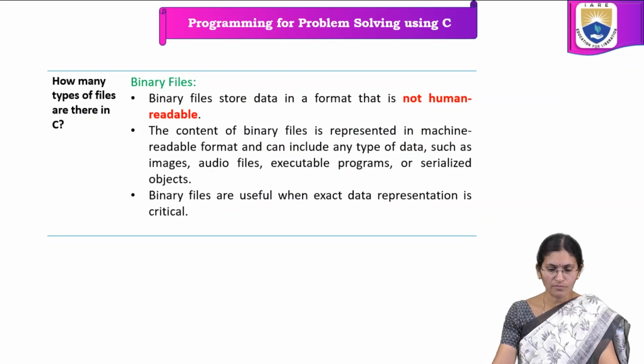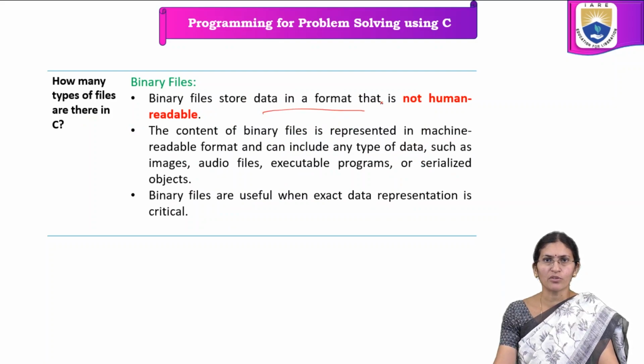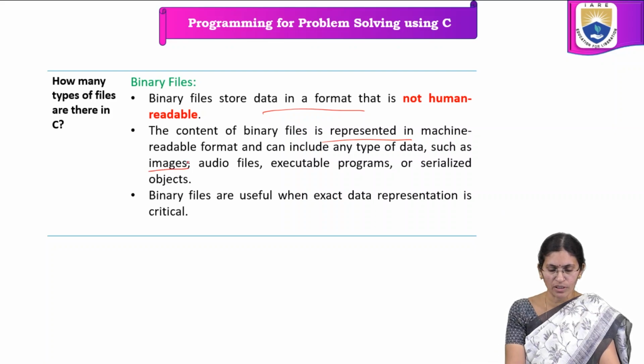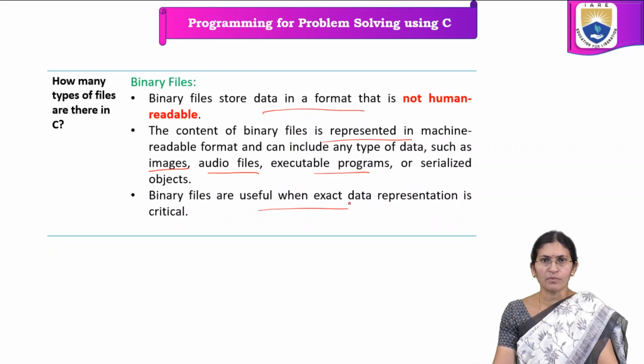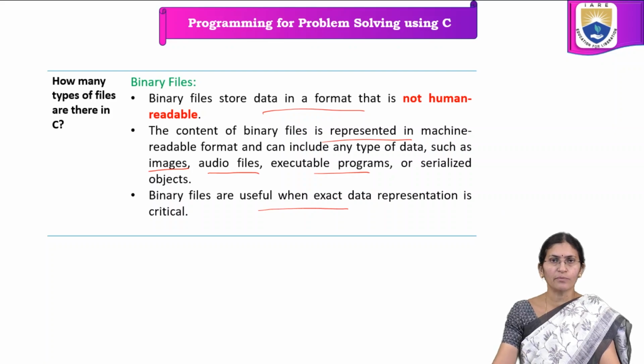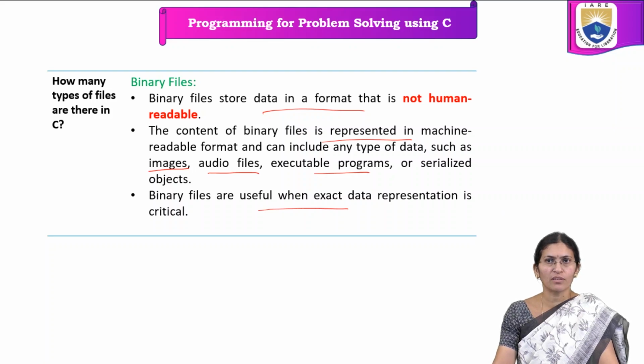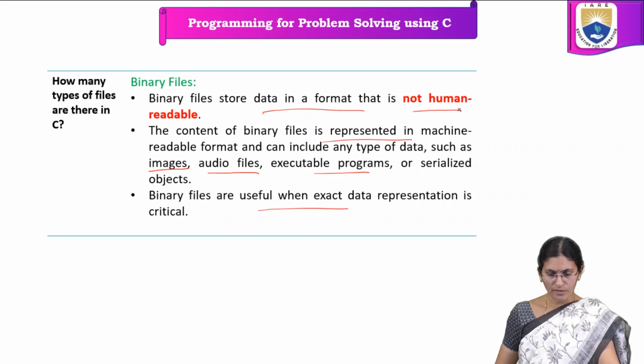Next, coming to binary file, it stores the data in a format which is not human readable. The content of a binary file is represented in machine readable format and it can include any type of data. It can be images, audio files, executable programs or serialized objects. Binary files are useful when exact data representation is critical. So these are the two types of files which we have. First one is text file, the other one is binary file. Text files store the information in the form of human readable characters, whereas binary files store the data in a format which is not human readable. That is the main difference.